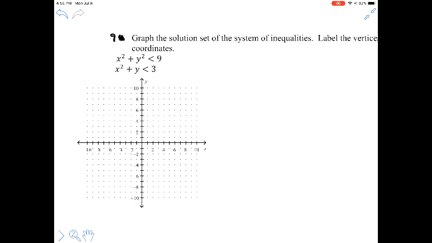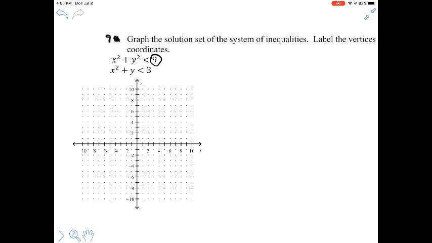So it starts at 0, 0. I think we talked about this on Wednesday. If both of them are squared, then it's a circle. So that top inequality is a circle, and the other one's a parabola. So this last number here, 9, the square root of that is your radius.